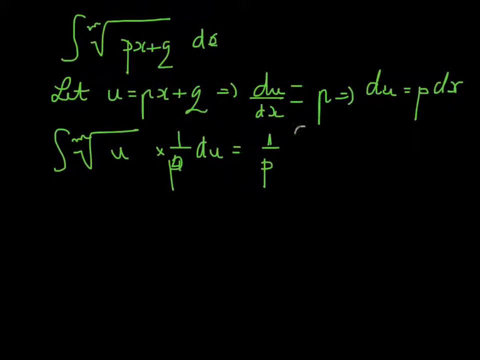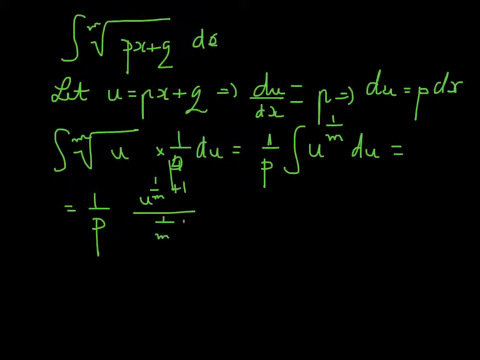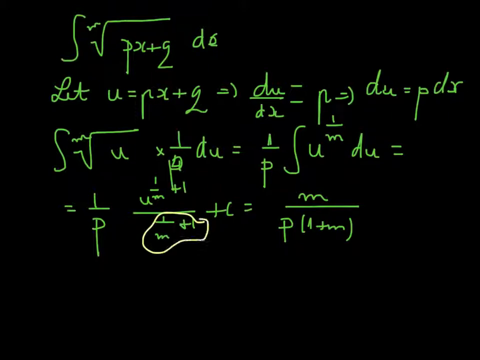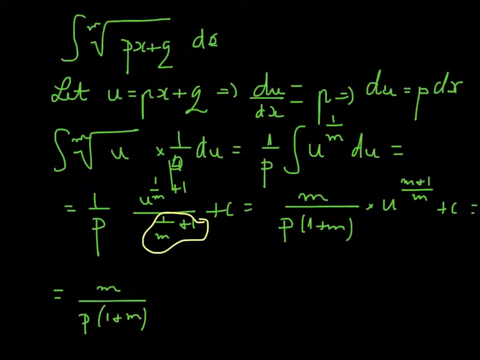So it's 1 over p integral u to the power of 1 over m du. 1 over p u to the power of (1 over m plus 1) over (1 over m plus 1) plus c. So this is m over p brackets 1 plus m. See, this part is m plus 1 over m times u to the power of (m plus 1) over m plus c. And now I just replace u in terms of x, so it's m over p brackets 1 plus m (px plus q) to the power of (m plus 1) over m plus c.